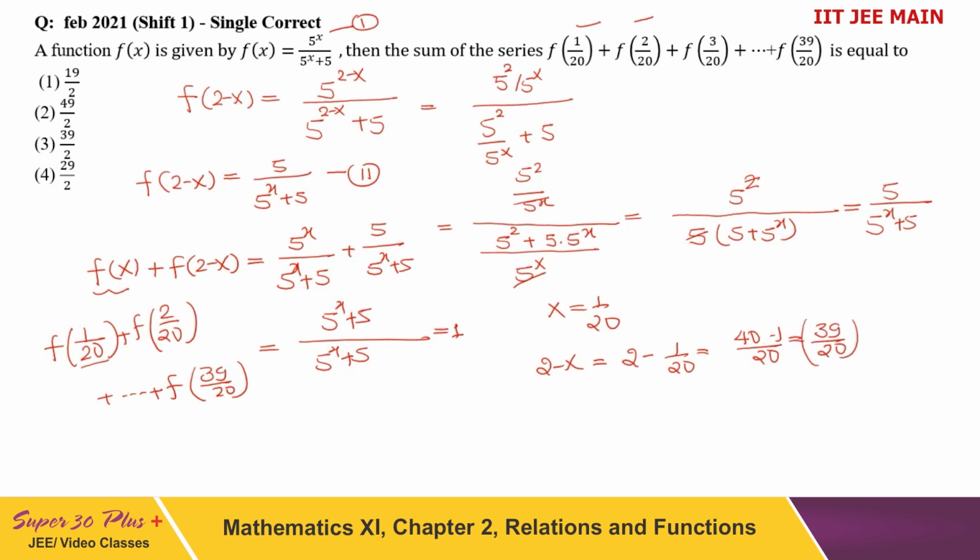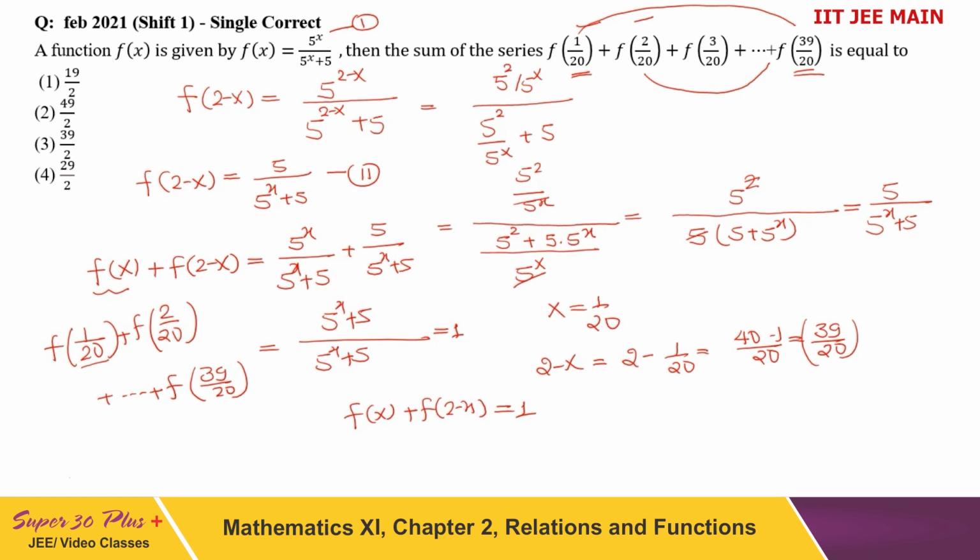Means you can say this function is related with this, because one is f(x) and another is f(2 minus x). And as we know, the sum of f(x) and f(2 minus x) is 1. Now here is the pairing. This is paired with this. Second is paired with the second term from the last, and so on. Now how many pairs are there? You count the pairs. There are 19 pairs, and only one element is remaining. This is f(20 by 20). If we proceed 1, 2, 3, 4, then 20 by 20 comes in the middle.